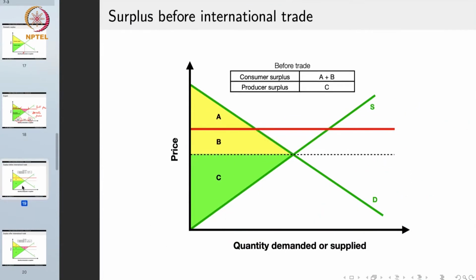Now, let us have a look at the surplus. Before the international trade, we had the consumer surplus that is given by the yellow triangle. And let us say that it is comprised of this portion A and this portion B. So this much portion is A and this much portion is B. So we are dividing the consumer surplus into these two parts, A and B, and the producer surplus is given by this green triangle. So this is the total producer surplus, C. So before the trade, this was the situation.